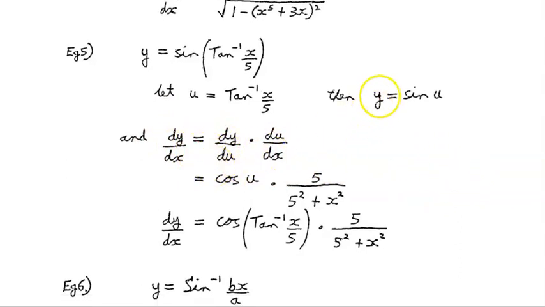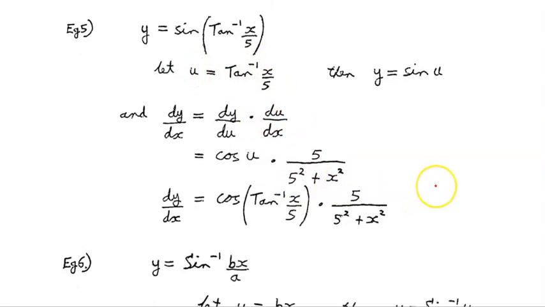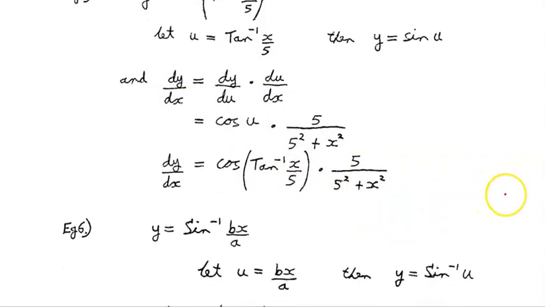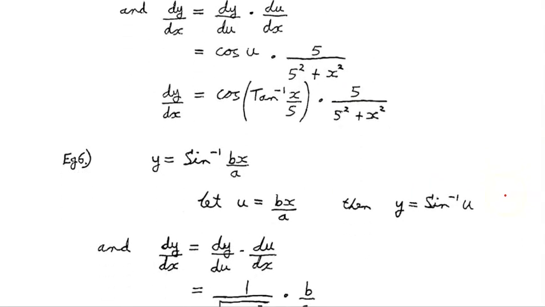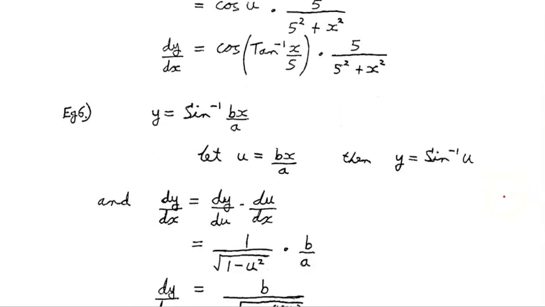Okay, so dy du, what's the derivative of sine u? Well, it's cos u. What's the derivative du dx? What's the derivative of u if it's inverse tan x on 5? Well, it's 5 over 5 squared plus x squared. Okay, putting this all back in, cos of u, let's put u back in, cos of inverse tan x on 5 times 5 over 5 squared plus x squared. Okay, another example there. One more example to go. I think this might be the last one.